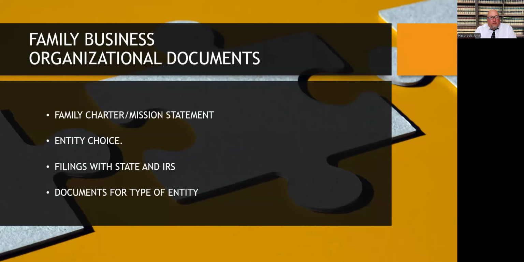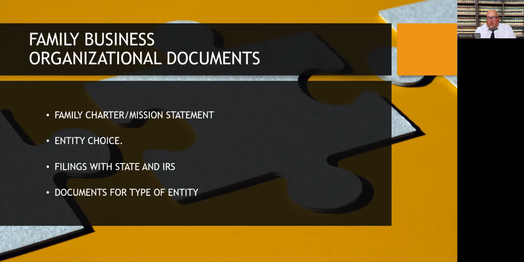All right, in this presentation, we're going to talk about some of the family business organizational documents on structuring a family business. We're going to look at family charters, sometimes called mission statements, sometimes called value or family tradition statements. We're going to look at some of the issues involving a choice of entity between corporations, limited liability companies (LLCs), and partnerships, in terms of taxation and limits on liability.